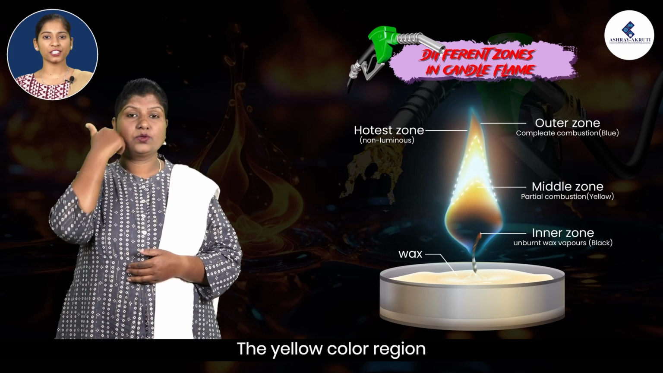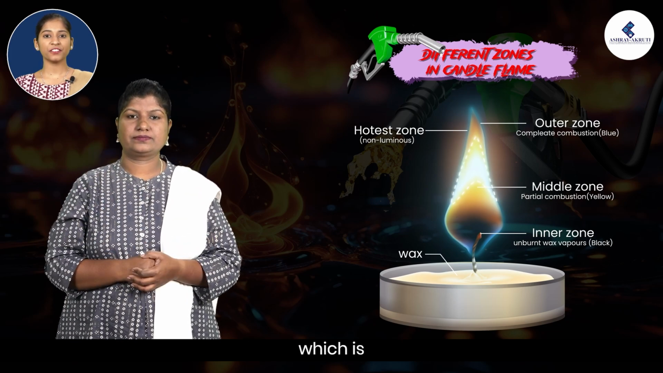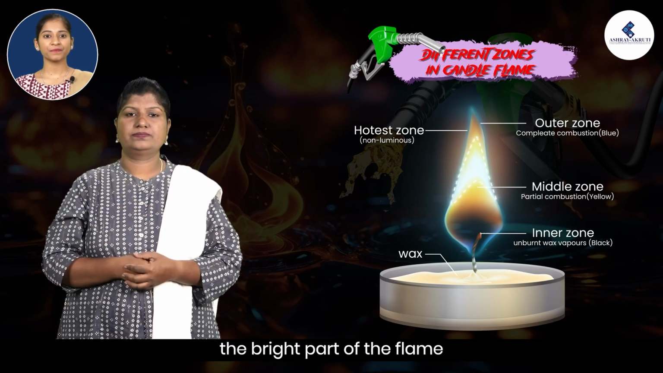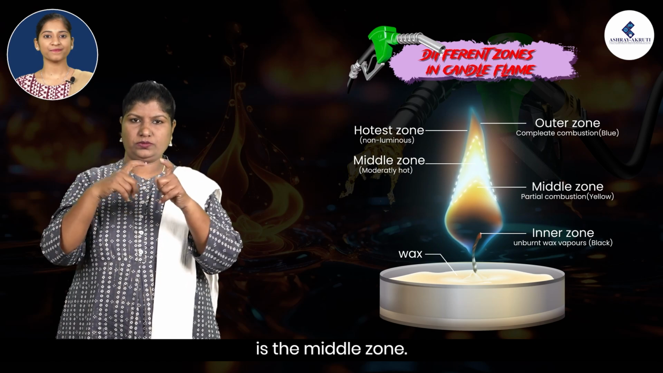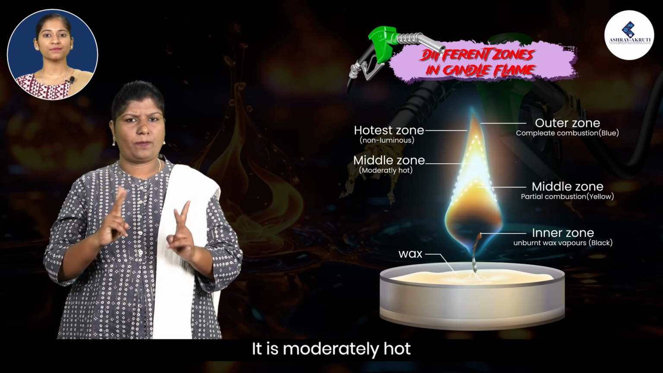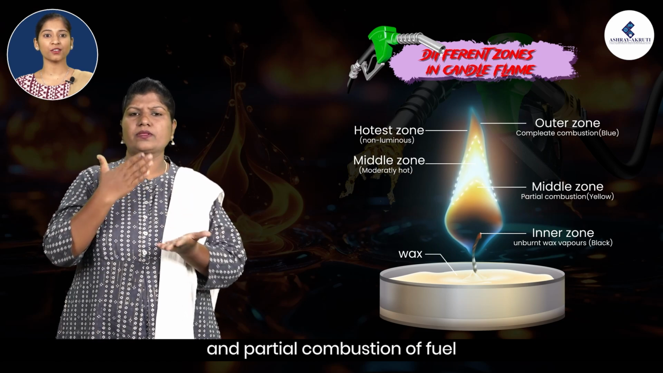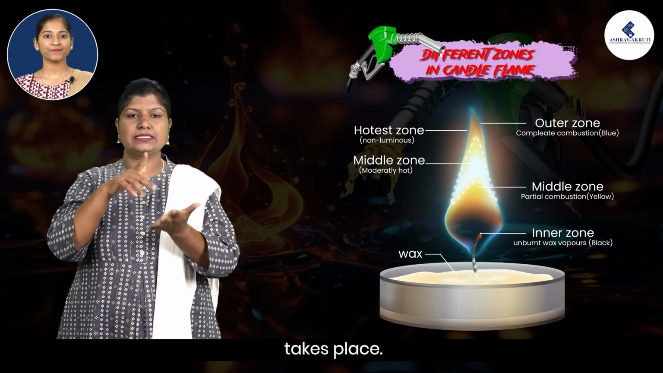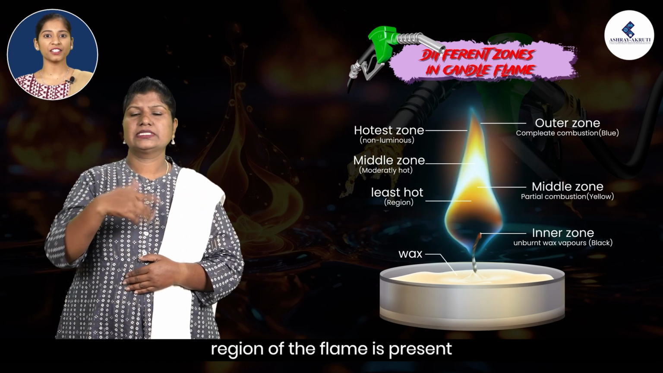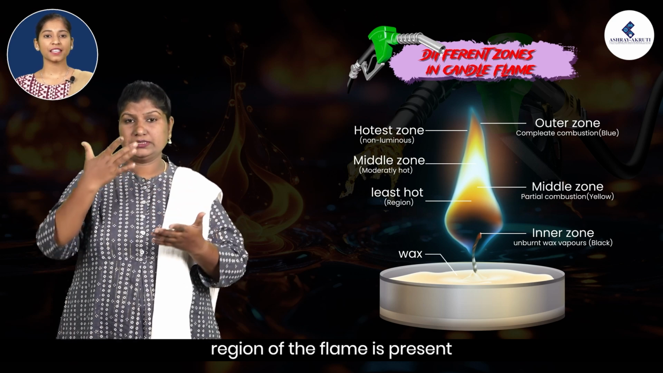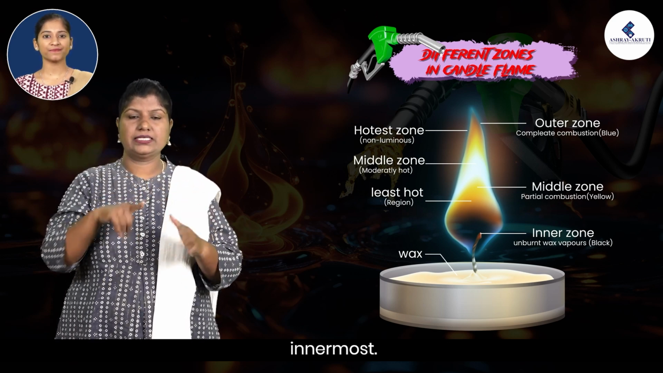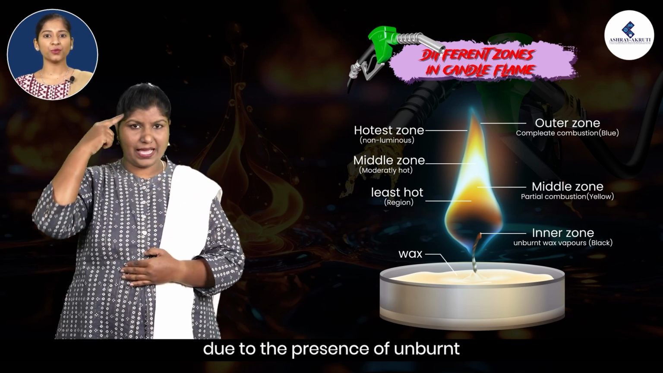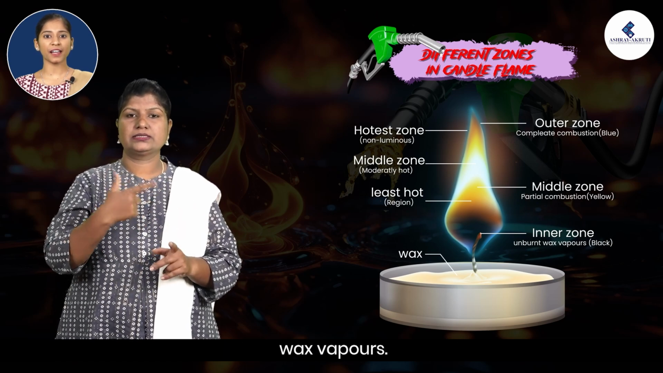The yellow color region, which is the bright part of the flame, is the middle zone. It is moderately hot and partial combustion of fuel takes place. The least hot region of the flame is present innermost. This inner zone is black due to the presence of unburnt wax vapors.